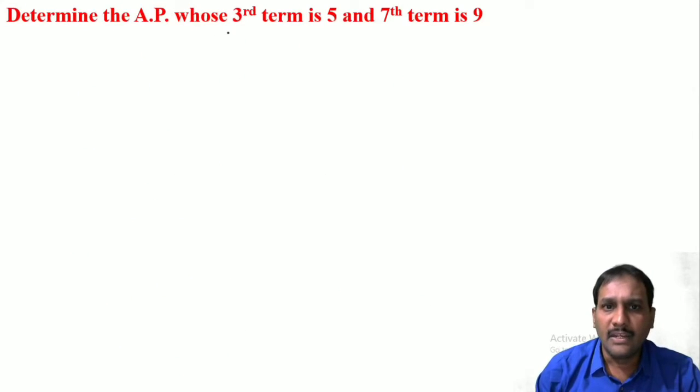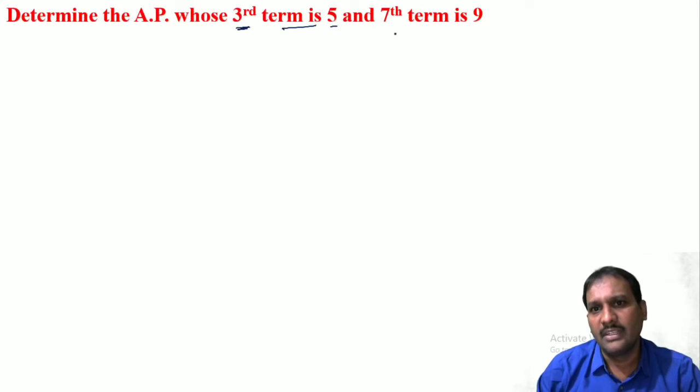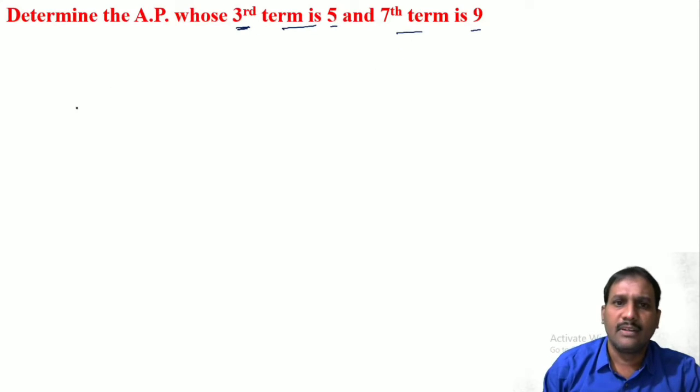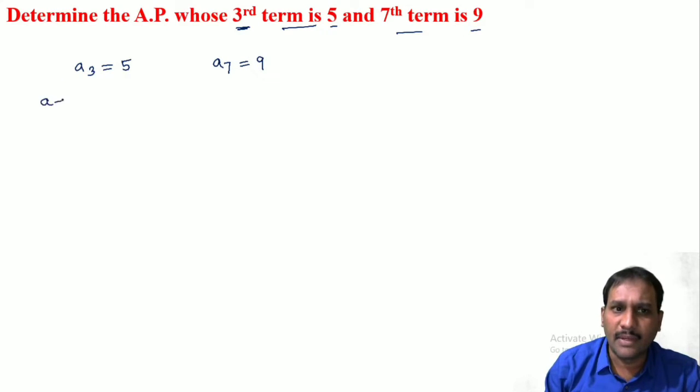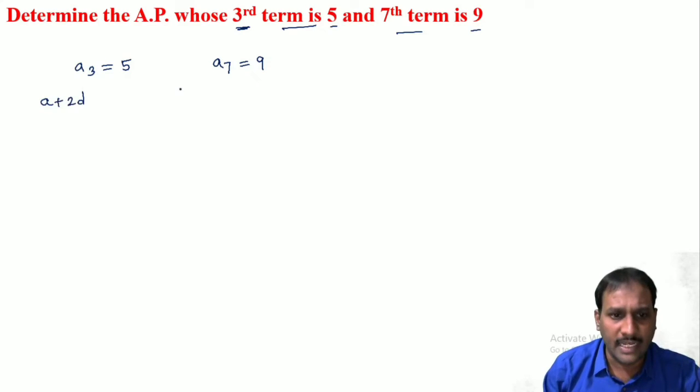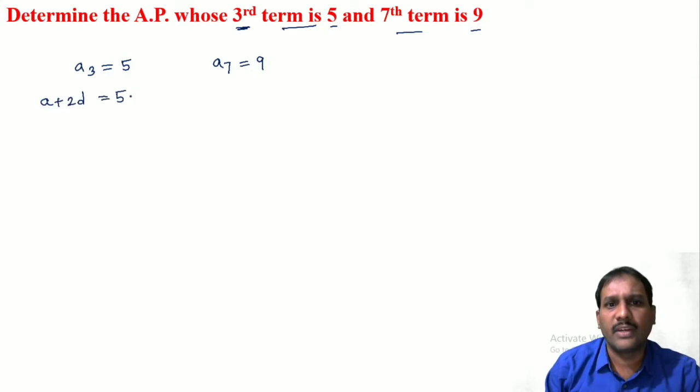Determine the AP whose third term is 5 and seventh term is 9. So what is given here? The third term is given, a3 is 5 and a7 is 9, the seventh term. So what is a3? a + (3 - 1)d, that is a + 2d is equal to 5. And what is a7? a + (7 - 1)d, that is a + 6d is equal to 9. So let these be equations 1 and 2. Let us solve these two equations to get the values.